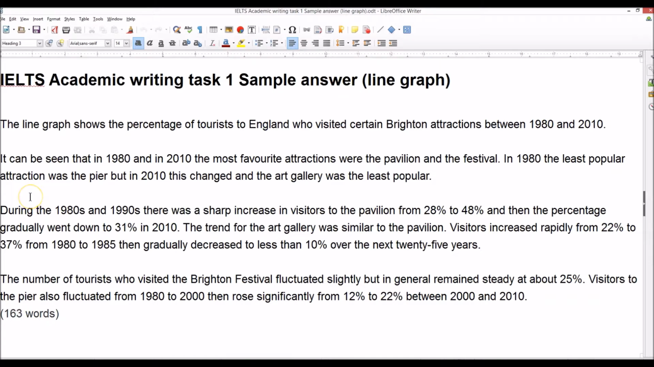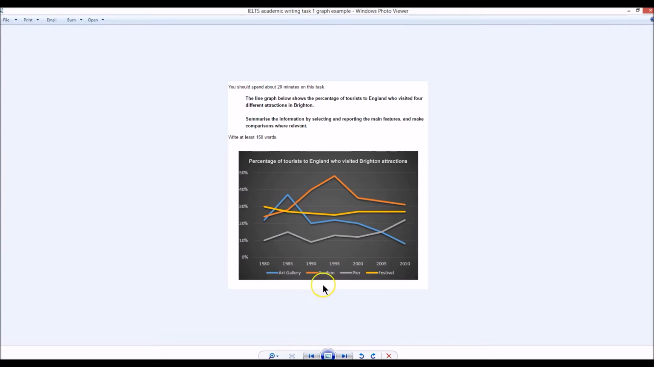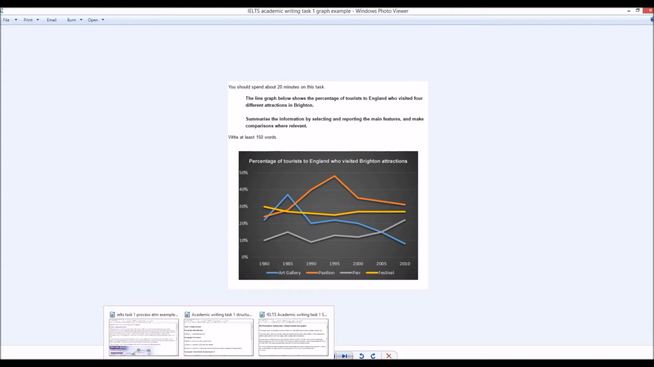Now, the overview. We're looking for the most obvious features. So as we can see, the most favourite attractions, a superlative, were the pavilion and the festival. If we take a look again, pavilion and festival. Oops, festival. Oh dear, that is wrong. Pavilion. Oh no, pavilion and festival, because that goes down. Yeah, so pavilion and festival.